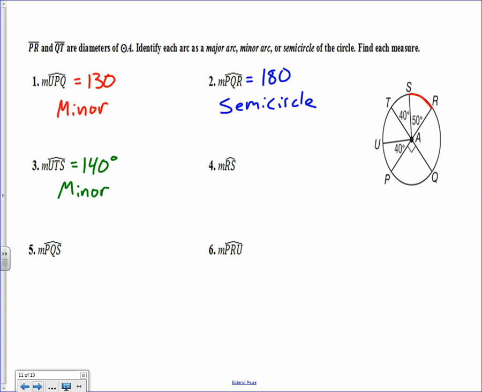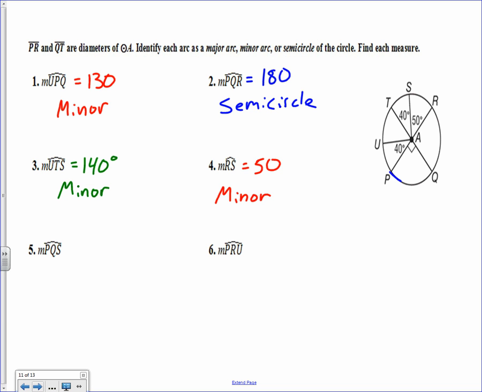I believe they usually don't write semicircles with only 2 letters as well. So it has to be the minor arc. That's 50. Again, it is minor. Again, pause, take a look at it, and then come back to it. I'm going to keep going though.